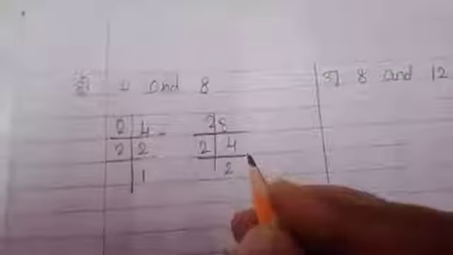Now next sum, number 2, 4 and 8. First we will take out prime factorization for 4. So 4 will come in 2 table. So we will write 2 2s are 4. Then 2 1s are 2. Now we will take out prime factorization for 8. 2 4s are 8. Then 2 2s are 4. And 2 1s are 2.